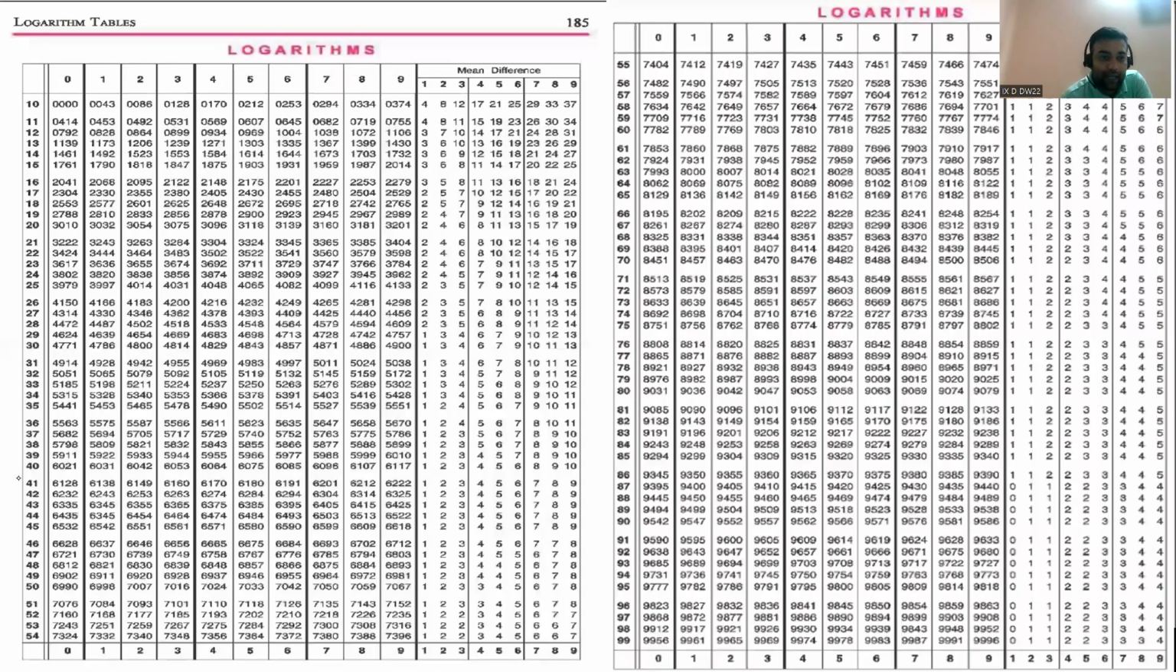So you can see that you have to find out log of 20 here, because 2.0 becomes 20. And because the next number is also 0, you have to see the 0th column. So the answer is 3010, right? And then this is the mean difference, where we have to see the 0th column again, but there is no 0th column here. So we will go with 3010 only.